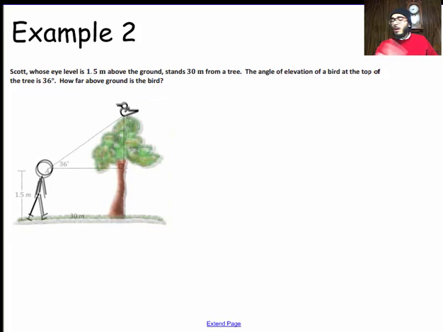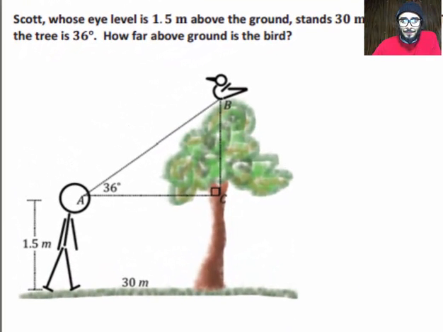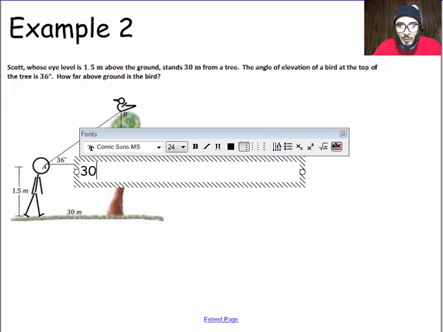And remember, the angle of elevation is between the line of sight and the horizontal line. So when we label everything, we should get something like this for our diagram. And what do they want? Well, they want to know how far above the ground this bird is. Well, we can't give them that right away, but we could give them something else that will help us get to our ultimate goal, which is to find how high off the ground the bird is. All right, so what do we know so far? Well, we know that he is standing 30 meters from the tree, so we know that this here would be 30.